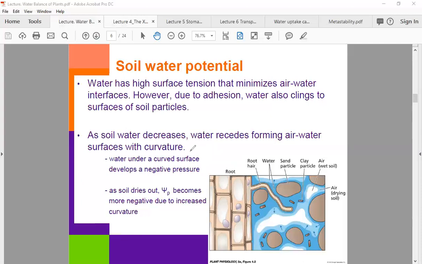There it is. Such an important statement here. I should have put that in big bold letters. Water under a curved surface develops a negative pressure, and it's amazing how great this negative pressure is depending on the radius of that curvature. We'll look at that in just a moment. As the soil starts to dry out, the pressure becomes even more negative due to increased curvature of the air-water interfaces.